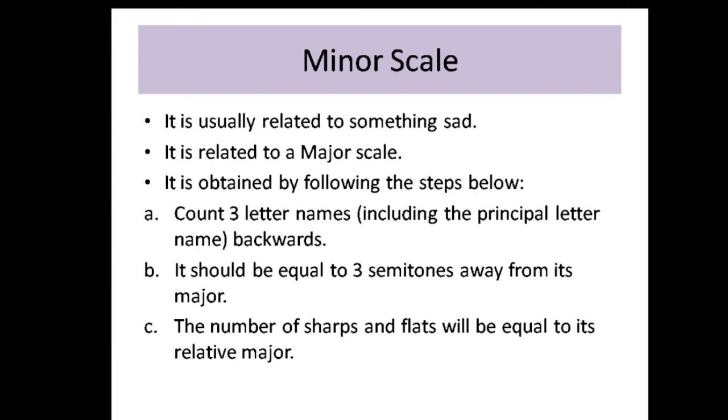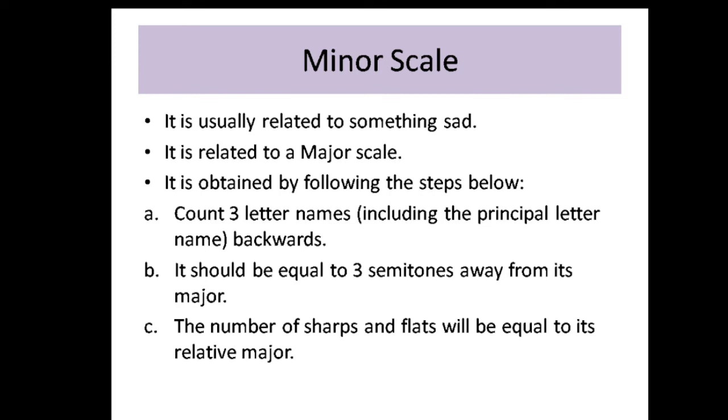Now let us check whether it has 3 semitones or not. From a B to a C or a C to a B is 1 semitone, B to a B flat 2 semitones, B flat to an A 3 semitones. So this proves right for the second point that it should always have 3 semitones.